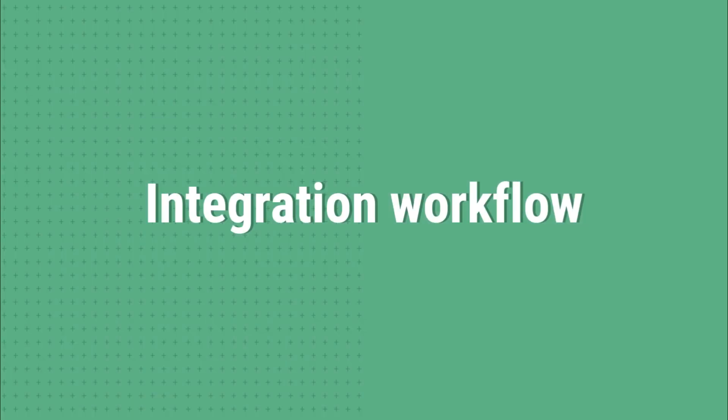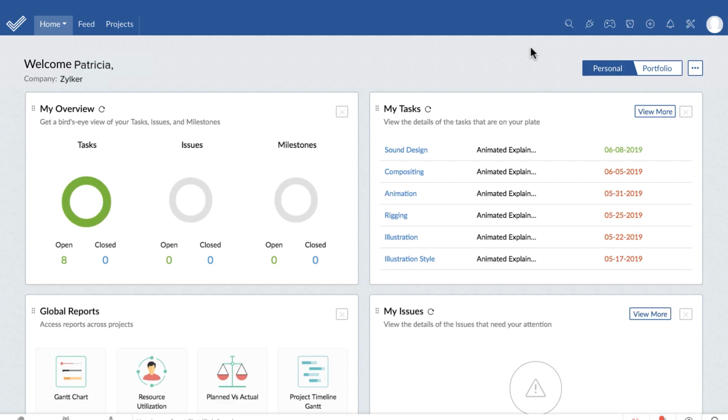Now, let's see how the integration works. Log into Zoho Projects. First, let's see how to create a primary client. The company or organization for whom a project is done is called a client company in Zoho Projects. So, you need to create the client company first and then mark that client company as the primary client in your project. Let's see how to do that.